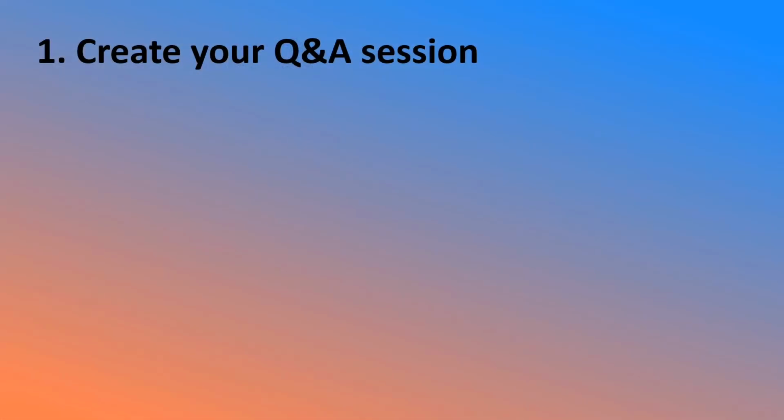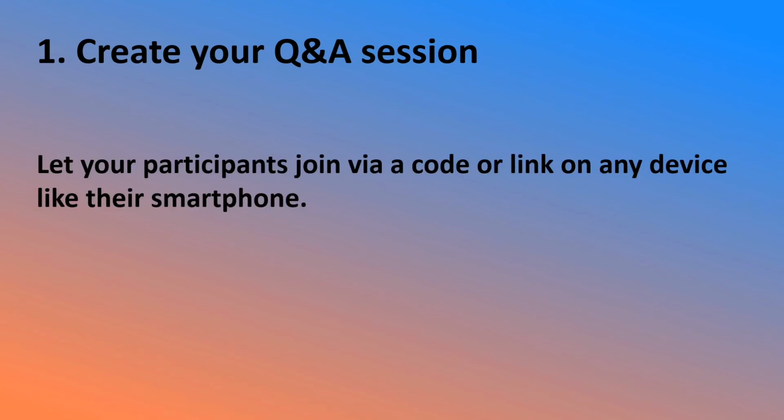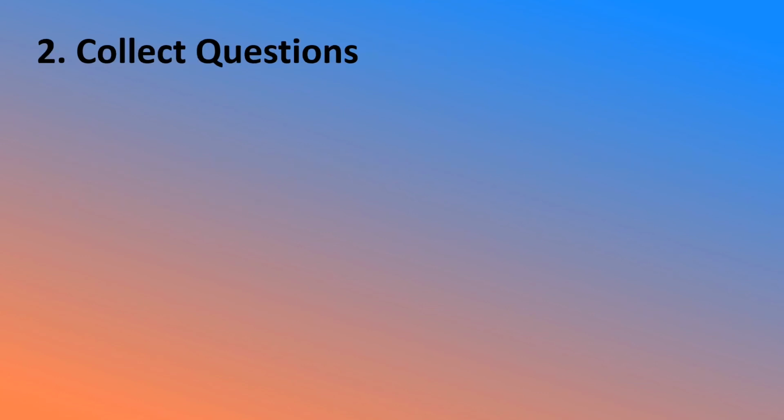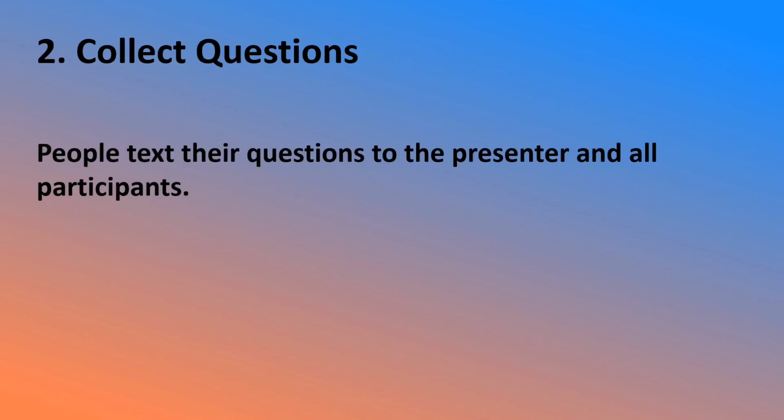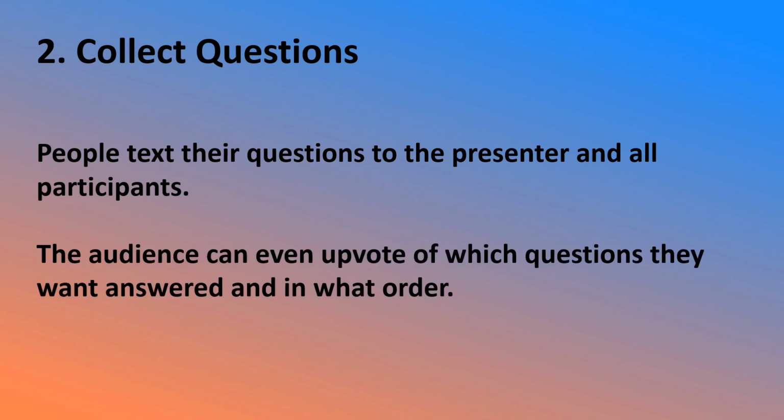A live Q&A can be done in 3 easy steps. Number 1, create your Q&A session. Let the participants join via a code or link on any device. Number 2, collect questions. People text their questions to the presenter and all participants. The audience can even upvote which questions they want answered and in what order.